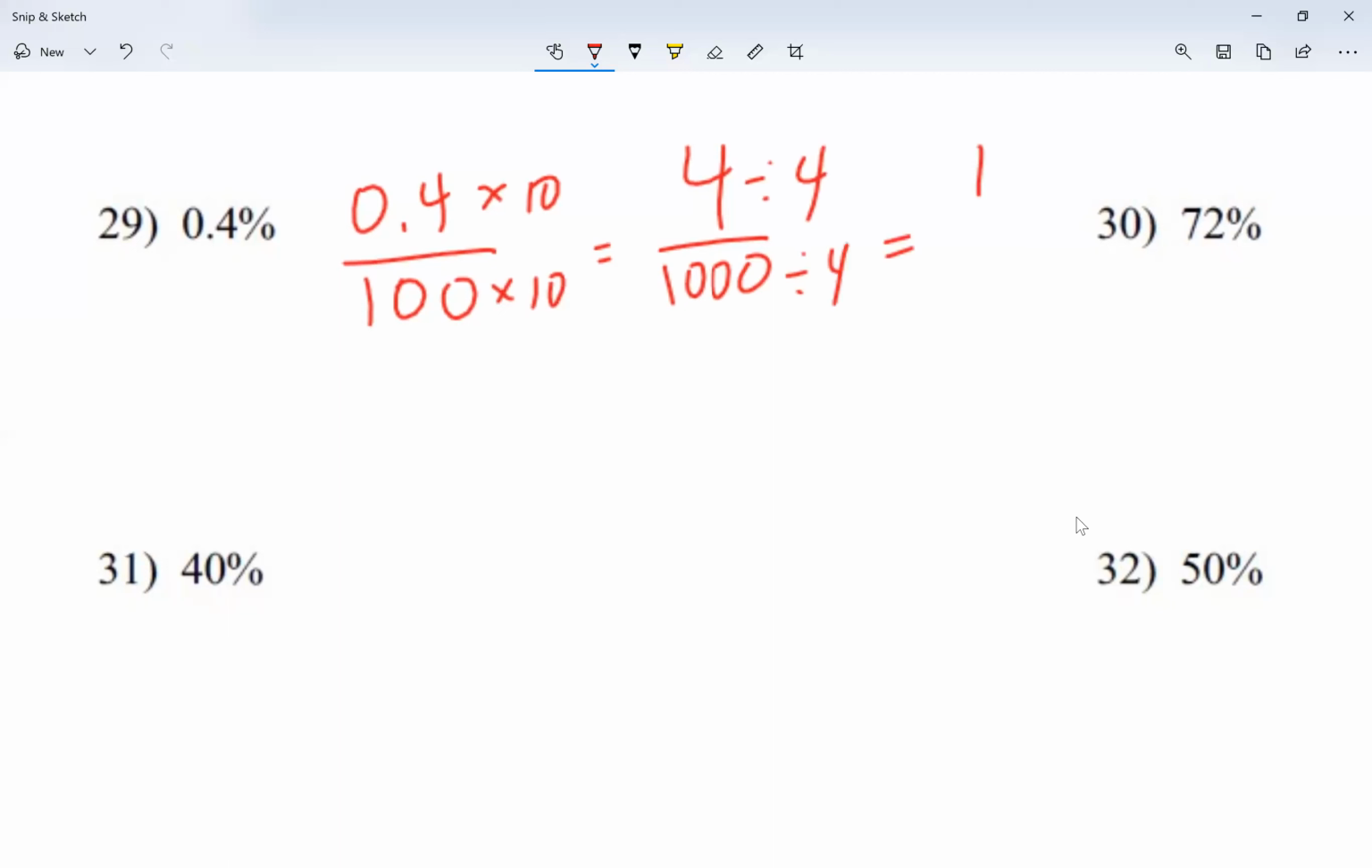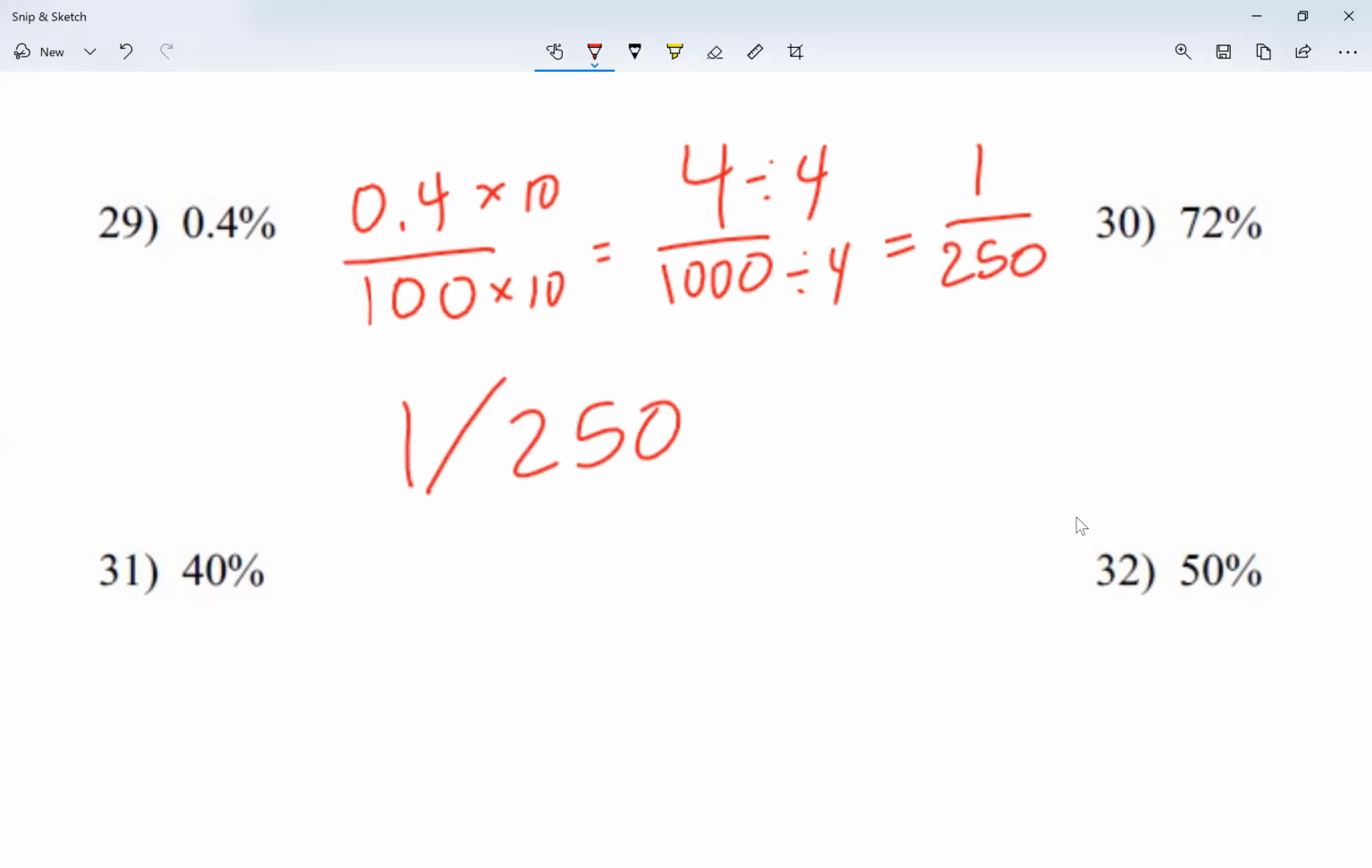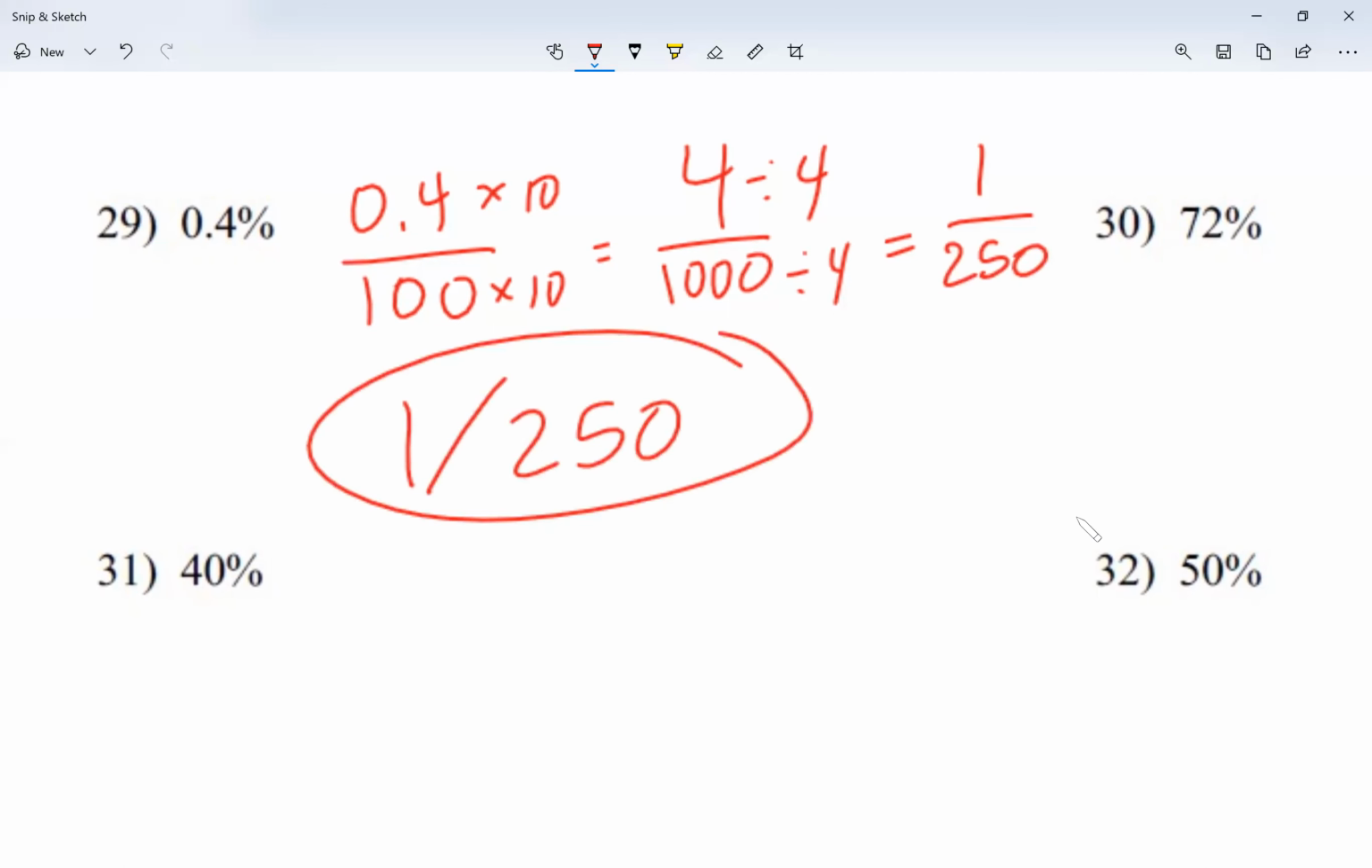So on the top, I get a 1, right? Because 4 divided by 4 is 1. Now the bottom, 1,000 divided by 4 is 250. So there's my fraction, 1 over 250. The way you're going to type this will be 1 slash 250, all together, no spaces in between.